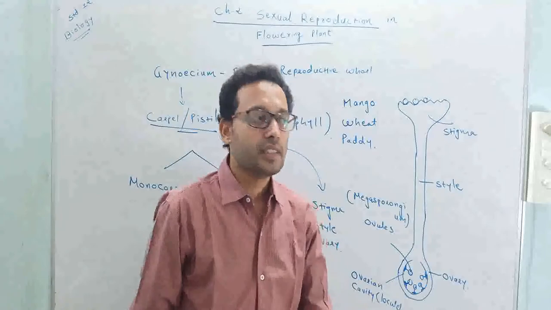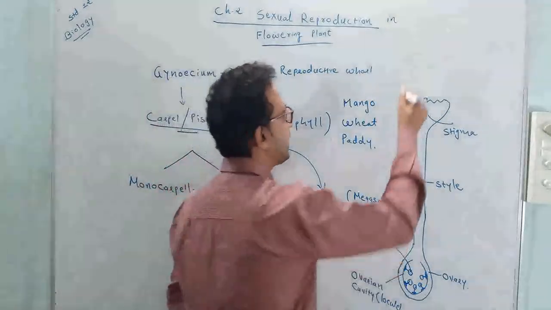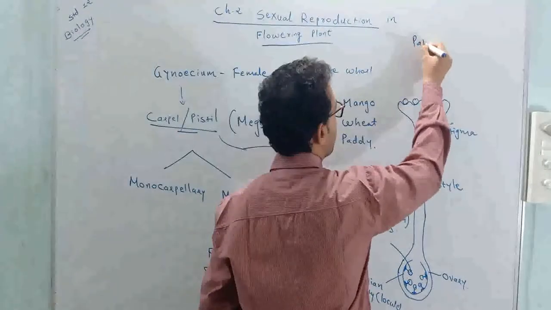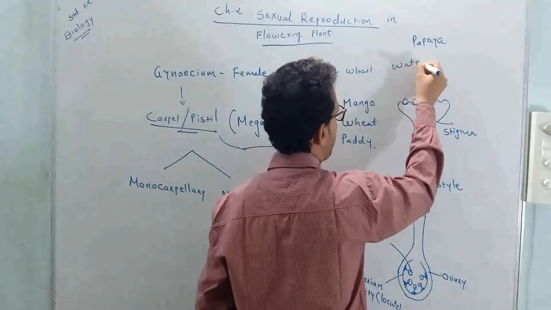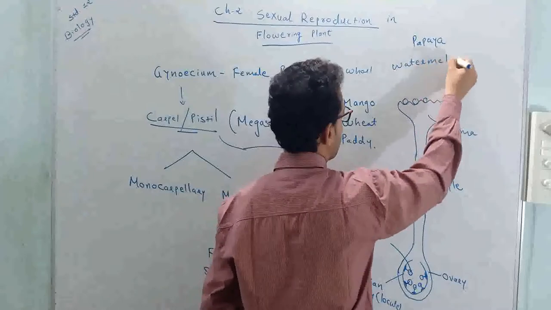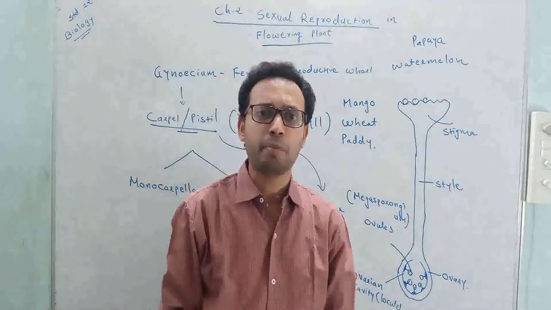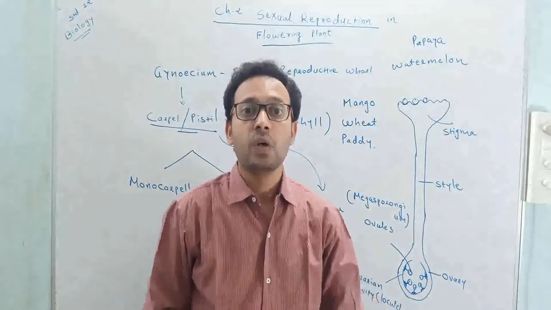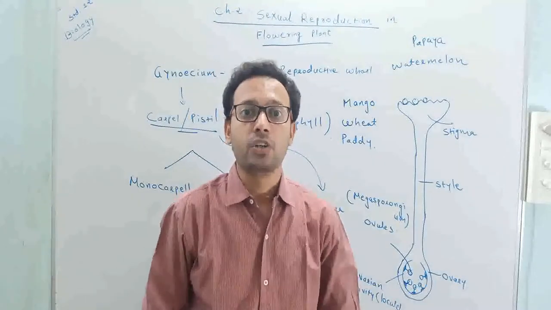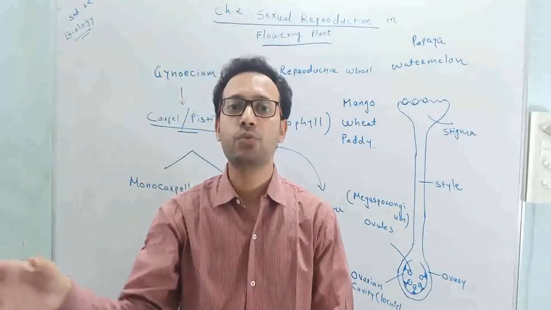Now, there are also examples which have many ovules. For example, papaya, or a second example, watermelon. If you see a watermelon or a papaya, lots of seeds are present. Why does it have lots of seeds? Because it has many ovules. Because you know that ovules are converted into seeds.